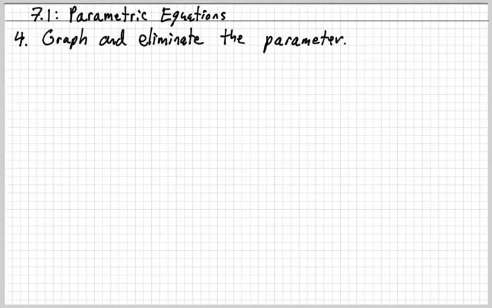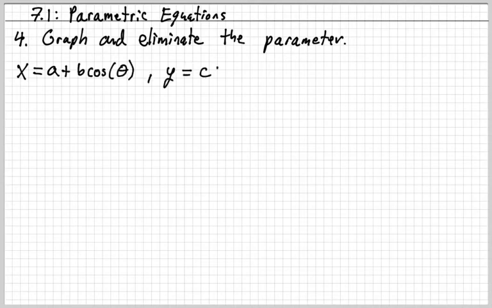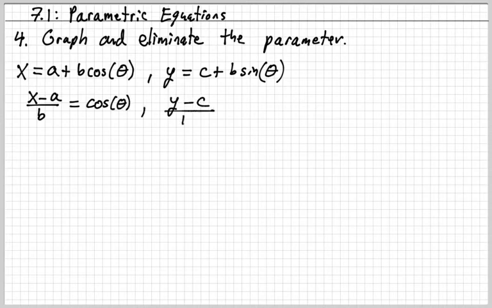Okay, this is the second video on parametric equations, and example number 4. We're going to graph and eliminate the parameter. So we're looking at x is equal to a plus b cosine theta, and y is equal to c plus b sine of theta. If we solve for cosine theta and sine theta, we have (x minus a) over b is equal to the cosine of theta, and (y minus c) over b is equal to the sine of theta.